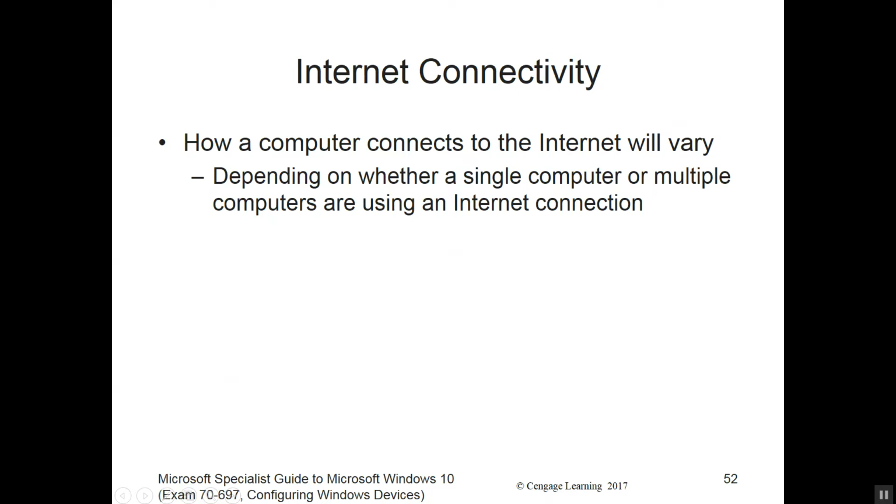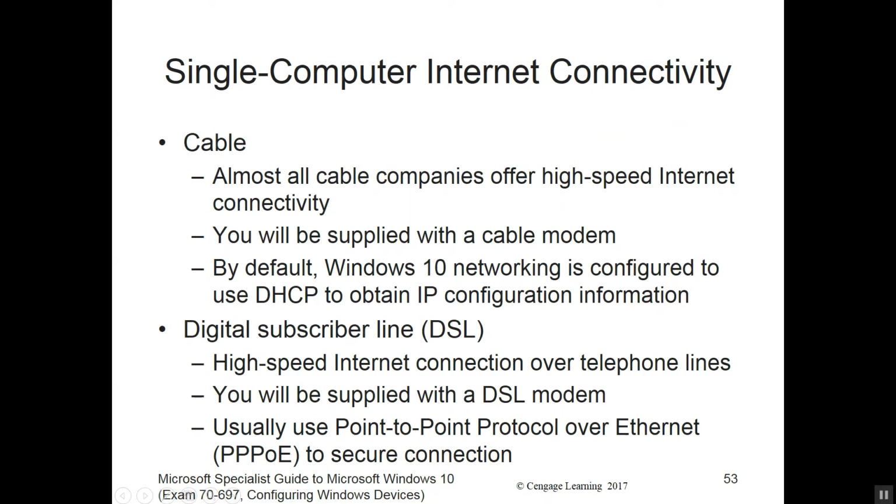So we've got internet connectivity, and that's how a computer connects to the internet, and it varies depending on whether a single computer or multiple computers are using an internet connection. Now, I can share out a connection on my computer and have other computers connect to mine, and I would be their go-between to get to the internet. So we've got a single computer internet connectivity, got a cable.